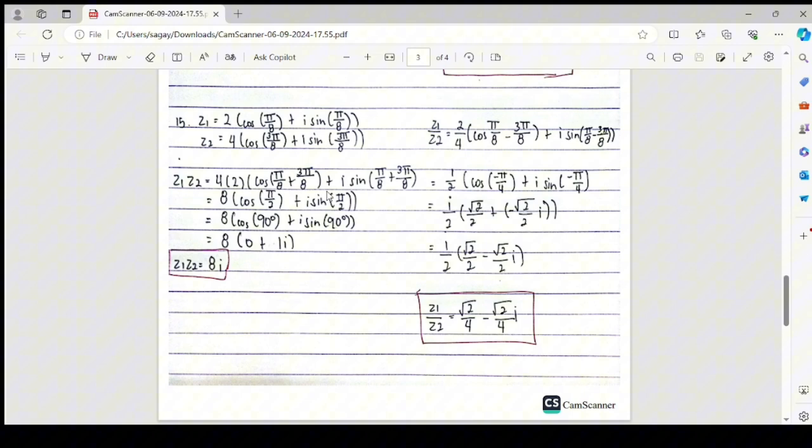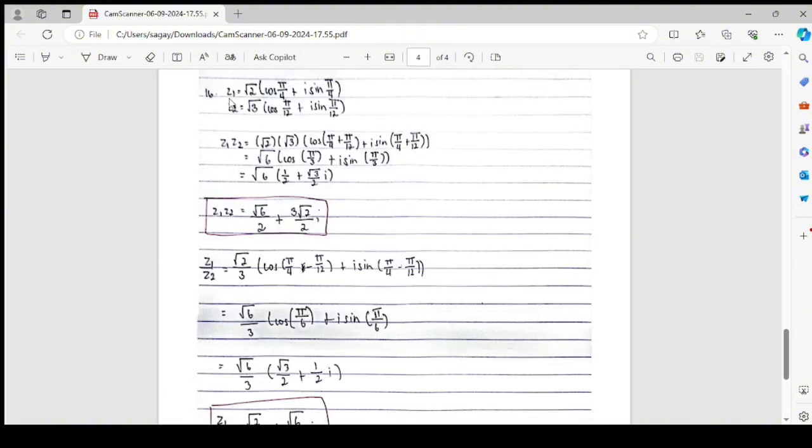Moving on to the last number, number 16. The given on number 16 is z1 is equal to the square root of 2 cosine pi over 4 plus i sine pi over 4. Then z2 is equal to square root of 3 cosine pi over 12 plus i sine pi over 12. So we will get the product first.